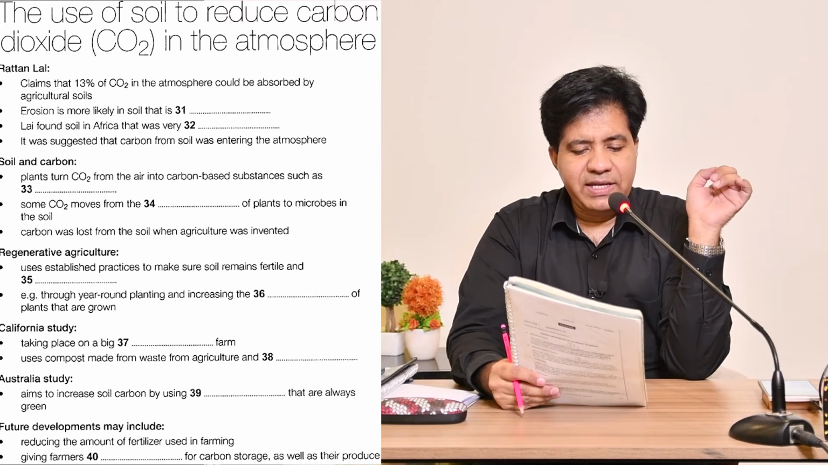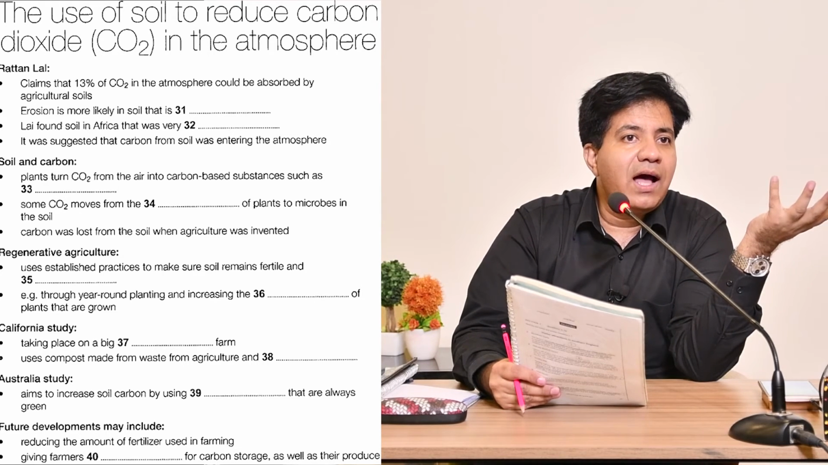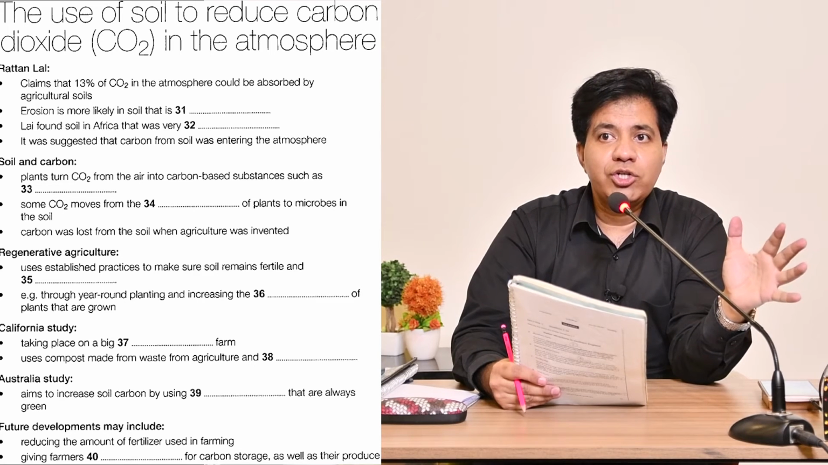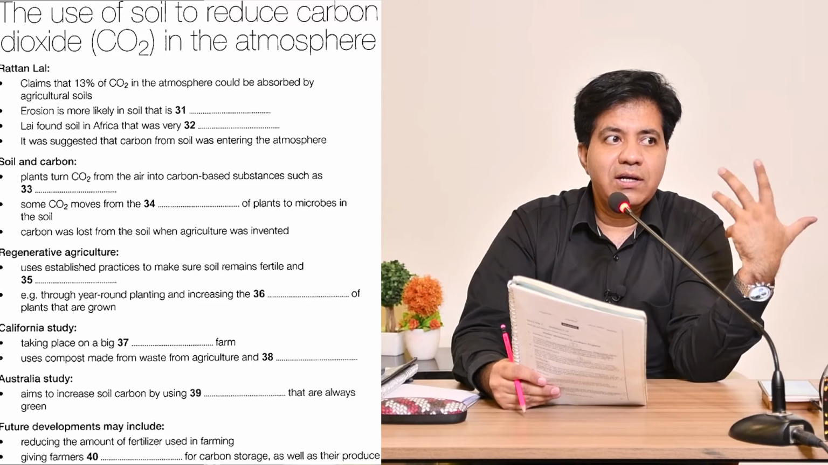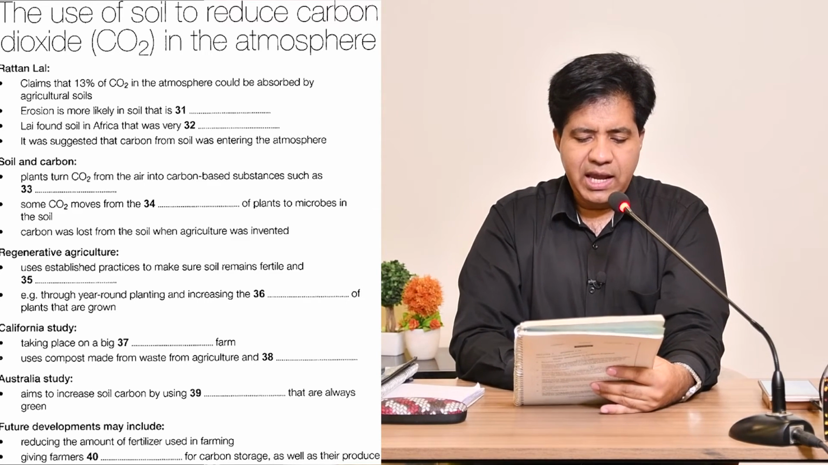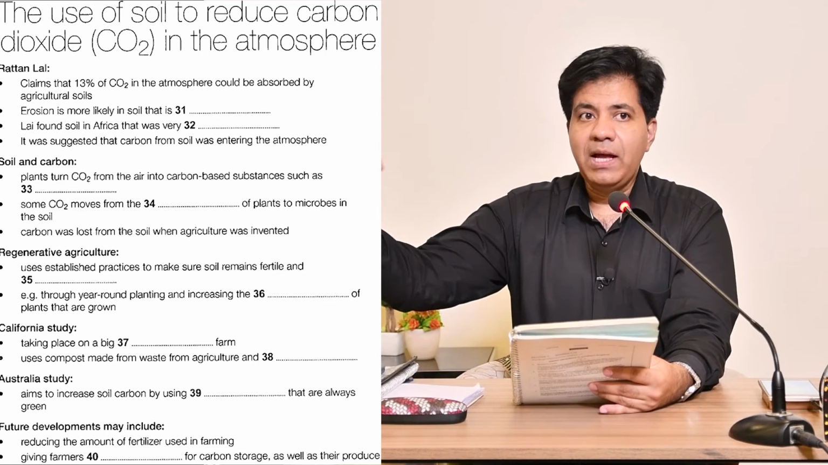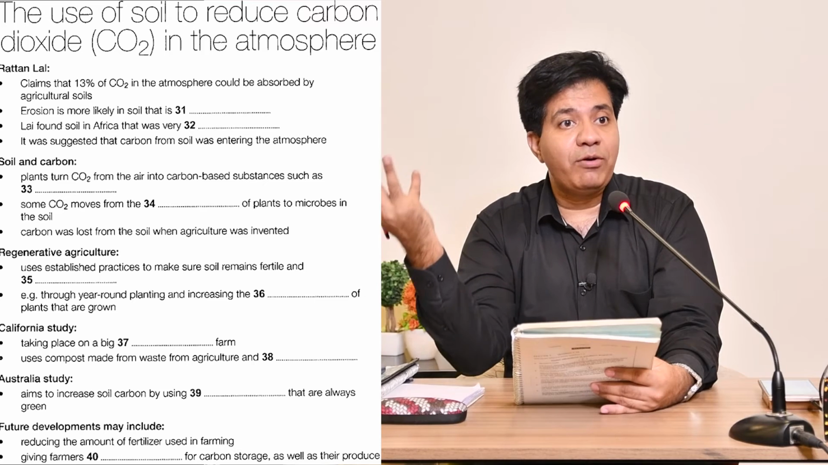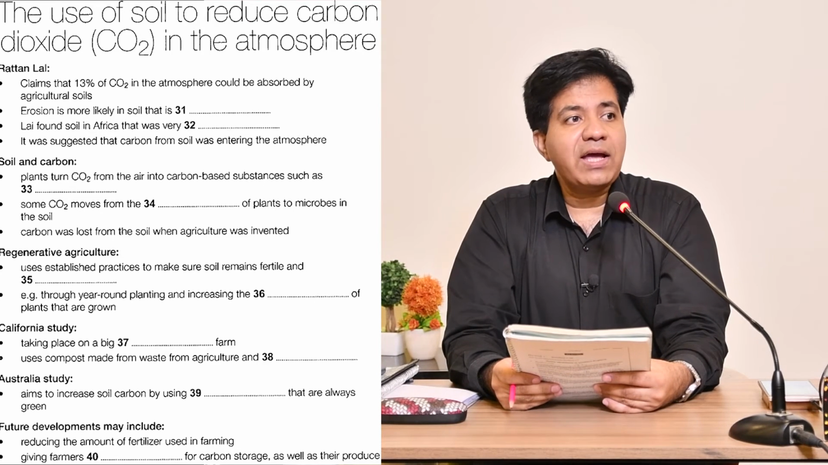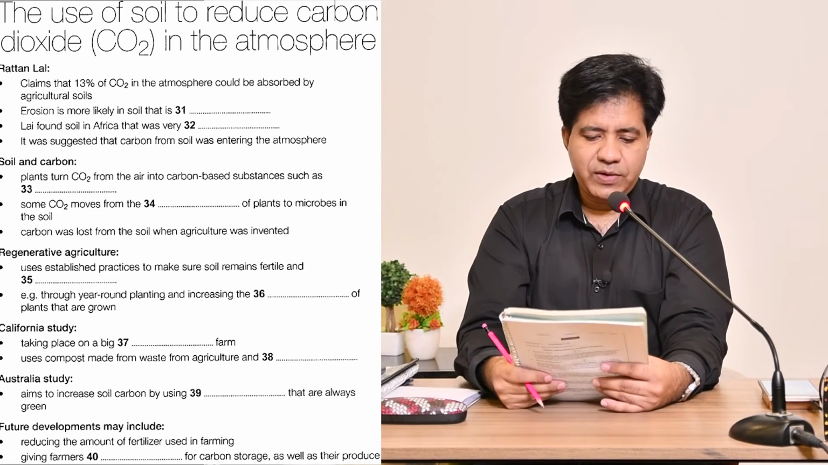Question number 37, California study taking place on a big, again magic. Answer will come after large. For big, they will use the word large. So, any other word. So, they talk about this California study and taking place on a big dash farm. Now, dash farm means type of farm. If they say large fruit farm, large agricultural farm, large type of farm, okay? So let's see what is that.